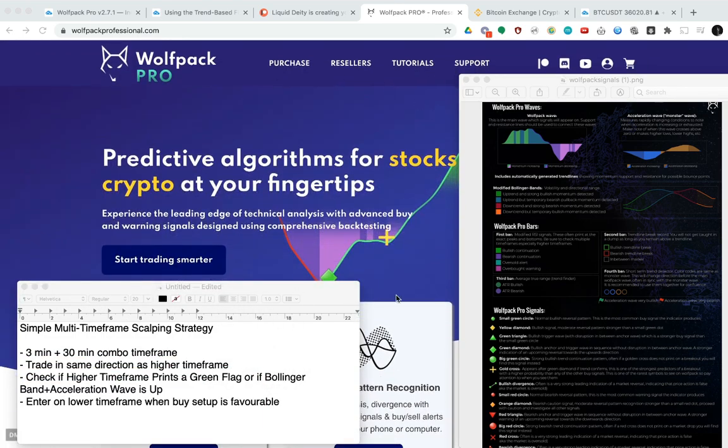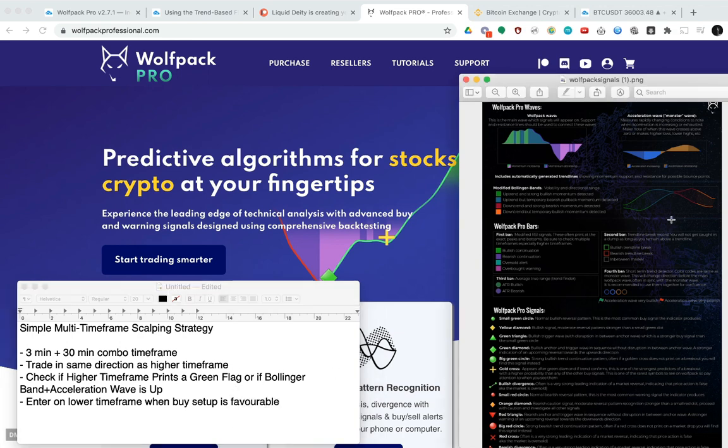So the strategy we're going to use today is a really basic strategy. Here's the key to all of the signals on WolfpackPro, and we're going to be using a scalping strategy. So we're going to trade on the 3-minute and the 30-minute time frame. We're going to trade in the same direction as the higher time frame. So the basic strategy is we're going to check if the higher time frame prints a green flag or if the Bollinger Band and acceleration wave is up. And then we're going to enter on the lower time frame when we have a favorable buy setup. I'll show you how to do that in this video, so be sure to watch through the video.